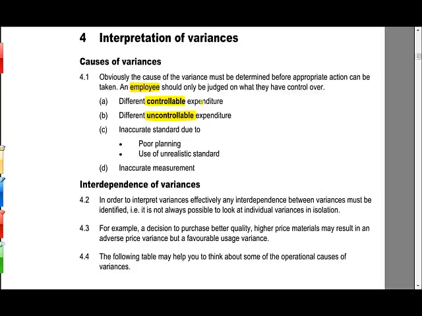We can also end up then with a variance because we had a poor standard, so perhaps we were using an ideal standard, or we failed to collect information about what the price of materials was likely to be. And you'll see more then on those split outs in chapter 12.